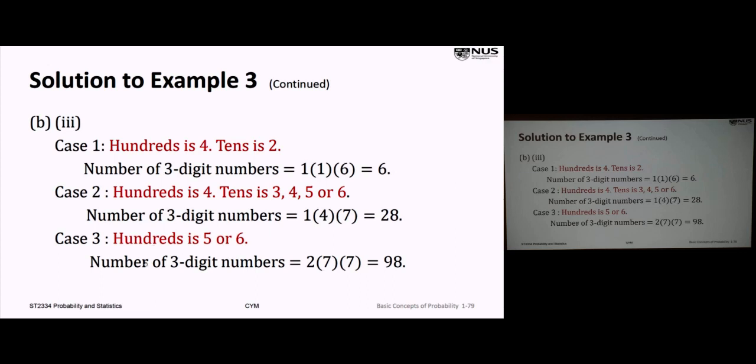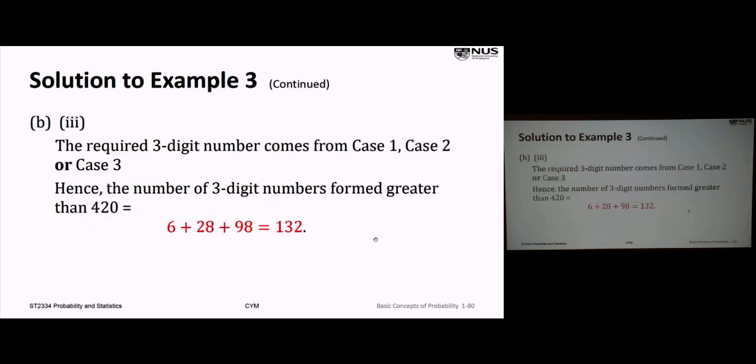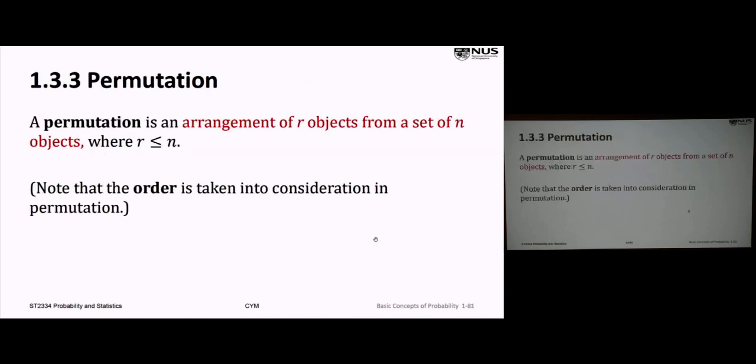And in the case of 5 or 6, if I choose 5 or 6, I have 2 choices. And once I've chosen 5 or 6, it really doesn't matter what I do. So I can choose a 7 here, and I'm of course immediately above 520. So that's 98. I'm just going to add these numbers together. And that is the number of possible numbers that I can form of 3 digits without replacement from 0, 1, 2, 3, 4, 5, 6. It's 132. Okay, very good.